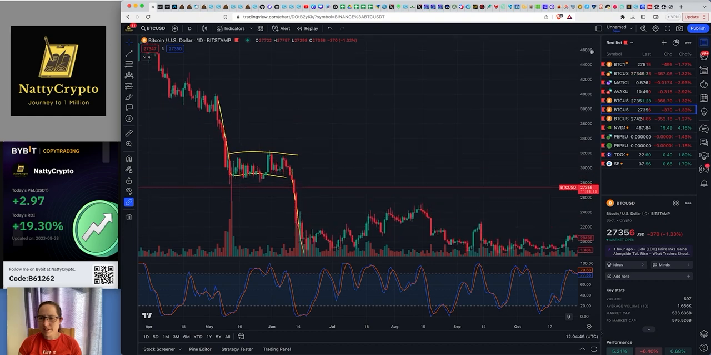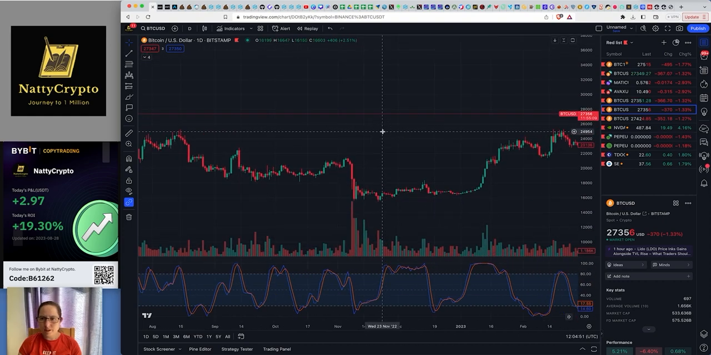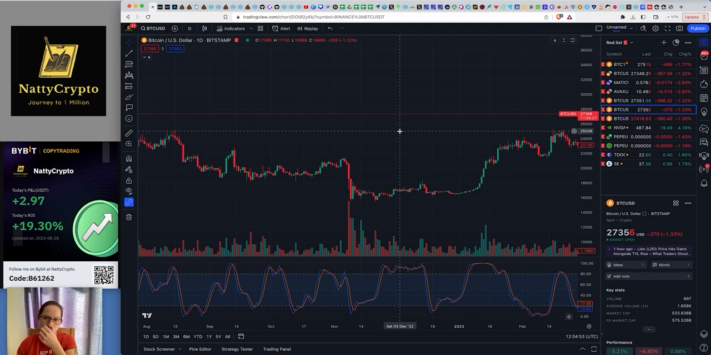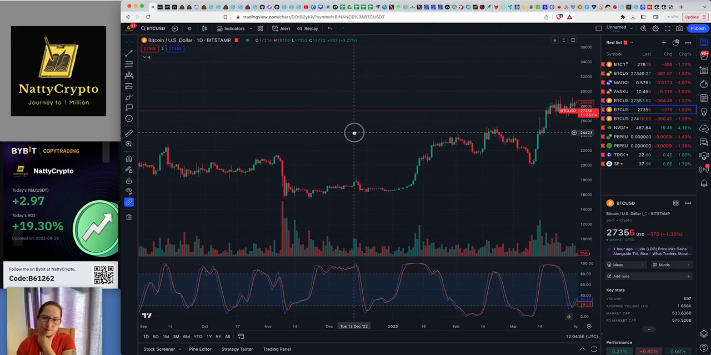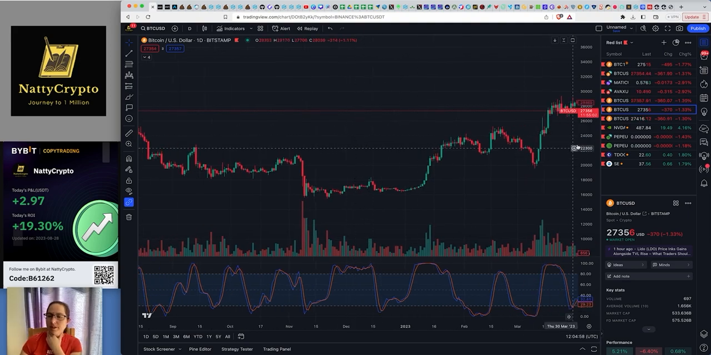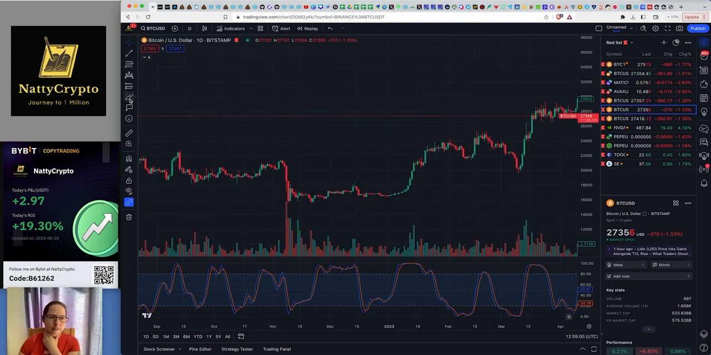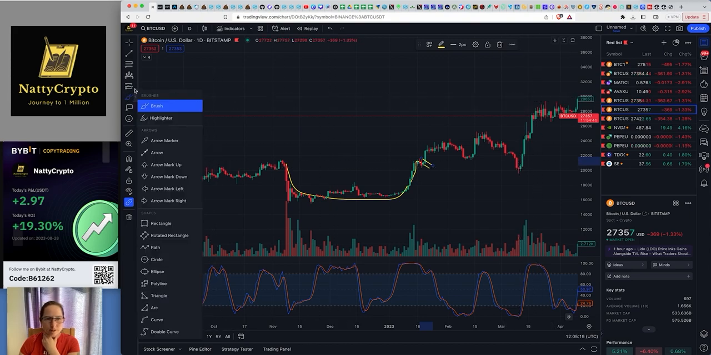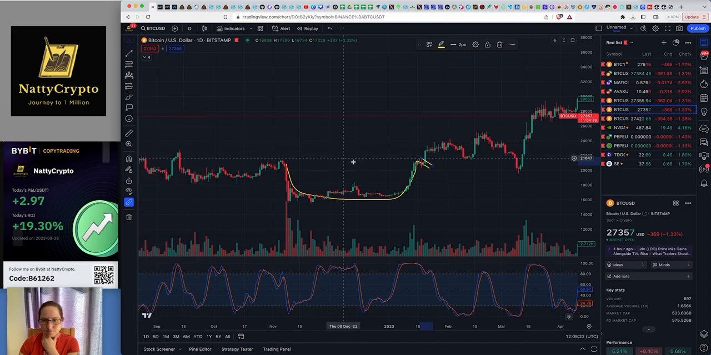Right, let's see if I can get an idea of a perfect cup and handle. Actually, if you look at Bitcoin here, it did form a cup and handle. There's your cup, and there's your handle. Boom. It rejoined and off it went. Does that make sense? Beautiful.